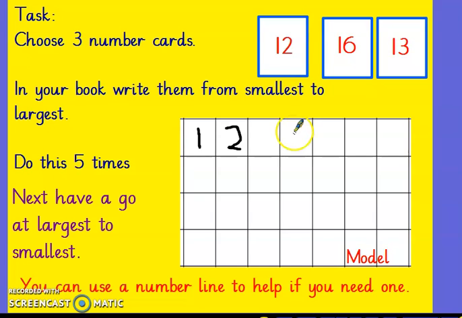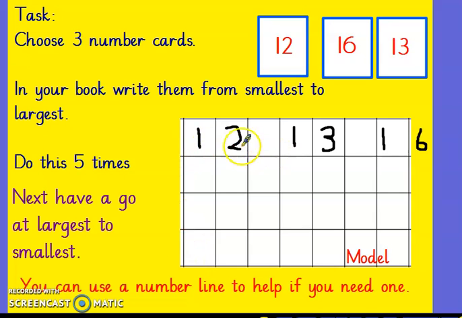12, 16, 13. Well, 13 comes straight after 12. So I'm going to put it there next. And then the last one is 16. Write it 1 number in each box. Okay, 12, 13, 16. Then you're going to put those cards back and you're going to choose 3 new number cards and you're going to have a go. You're going to do that 5 times and then you're going to have a go at doing the largest to smallest. So you're going to have 10 lists of numbers written in your book.